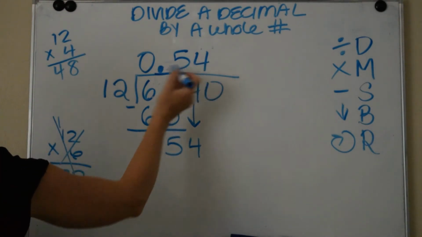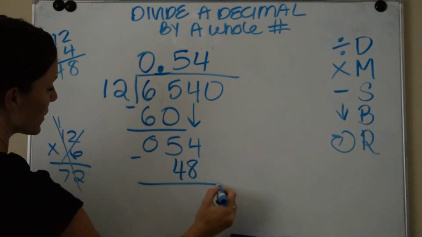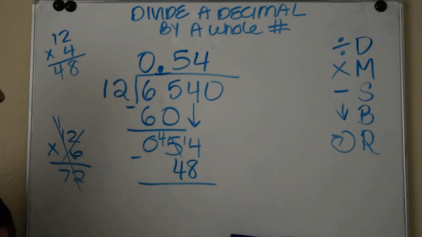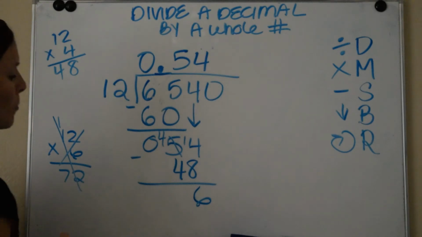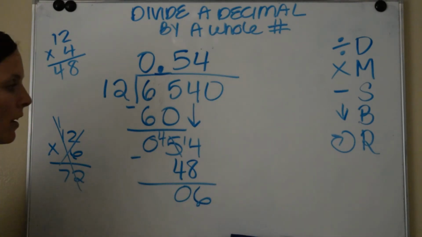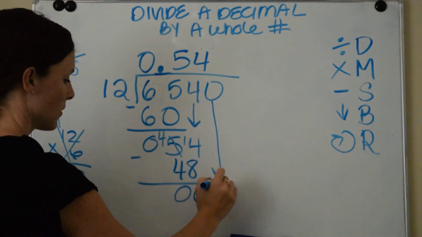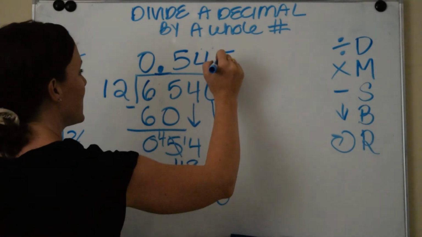Then I multiply: 4 times 12 is 48. Then I subtract. I'm going to have to borrow here. 14 minus 8 is 6, and 4 minus 4 is 0. Still bring down. Even if it's a 0, you need to bring it down, because now it's saying what's 60 divided by 12. We know that. That's a fact family. It's 5. It goes in evenly.